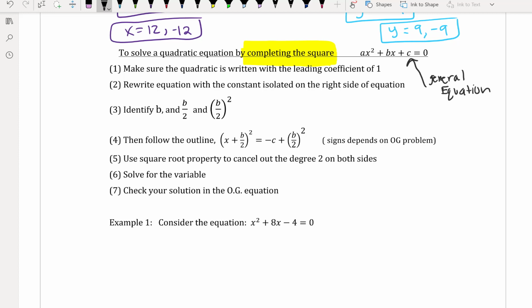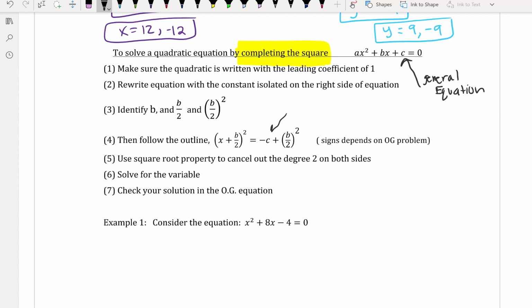And of course that c, that sign is going to depend on the original problem. Actually, all the signs are going to depend on the original problem. Then I use the square root property to cancel out the degree 2. Then I solve for the variable, and then I check my solution in the original equation. So that's a lot of steps, but let's see if we can make out with it.